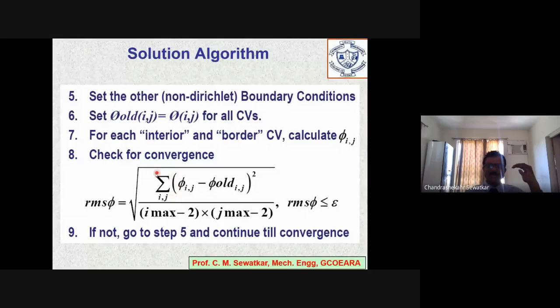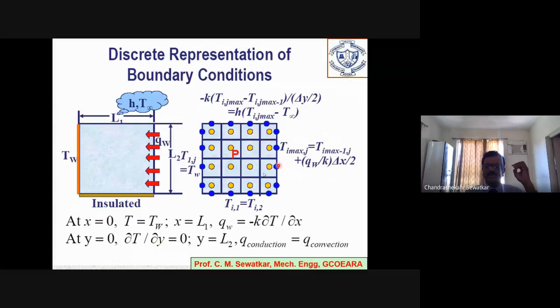So how do we find that? It's the square root of phi ij minus phi old ij, whole squared, summed up over ij, divided by I max minus 2 times j max minus 2. What is I max minus 2 times j max minus 2? This represents the number of cell centers at which we are trying to find the solution, and we are finding the solution for the yellow cell centers.